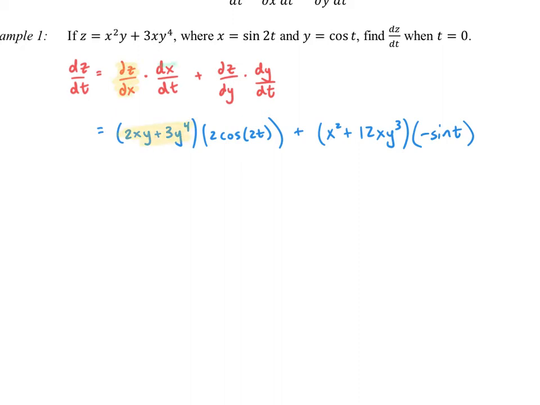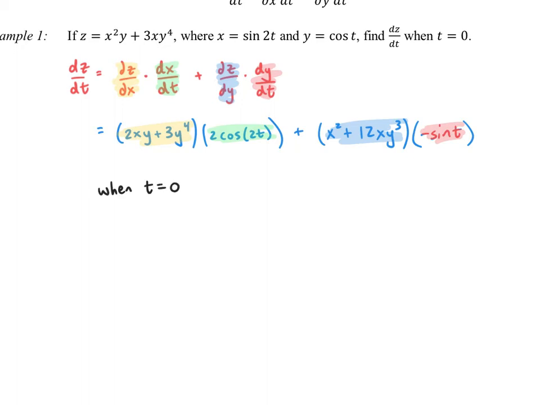The derivative of x with respect to t is there. Derivative of z with respect to y is here. And the derivative of y with respect to t is there. So hopefully that helps sort of organize what's going on. All right, we're going to evaluate this when t is 0.